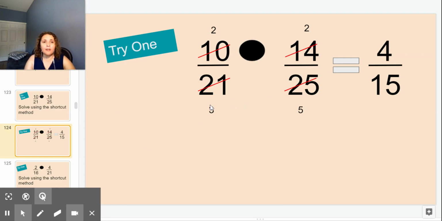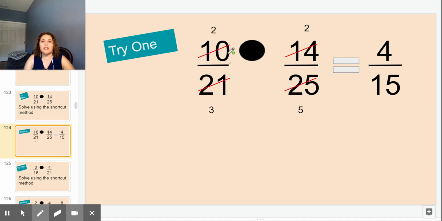Okay, you should have gotten 4/15. So does 10 go into 21? No, but 10 and 25, do they have a factor in common? What's the greatest common factor? 10 does not go into 25, but I can divide both of them by 5. 10 divided by 5 is 2. 25 divided by 5 is 5.